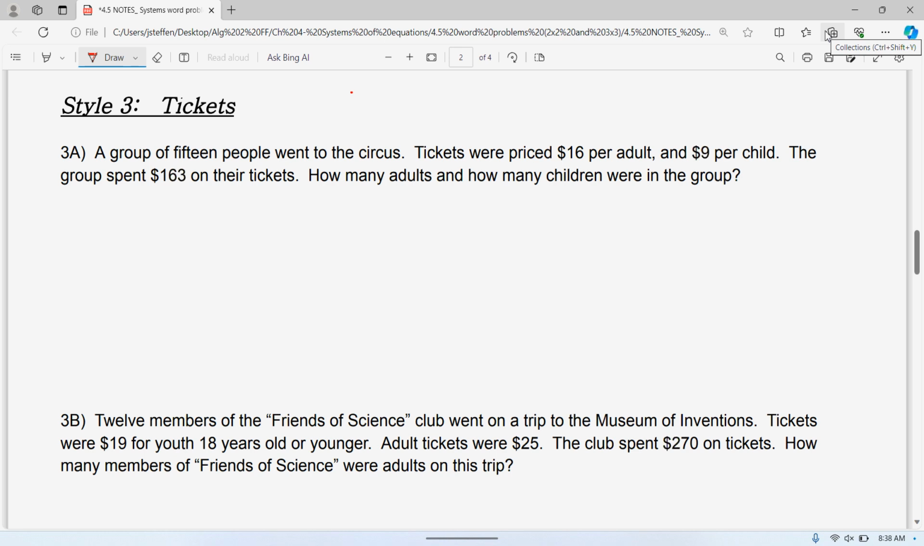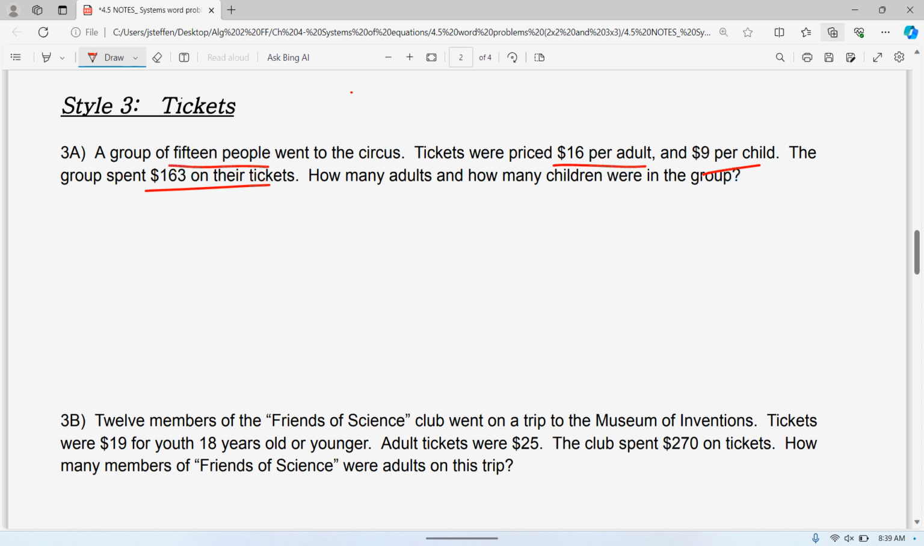A group of 15 people. One of the other things I found with this type of problem is a lot of times they trick you by not putting the number in digits. So a lot of students, when they read, don't actually read it. They look for the numbers to highlight, but then they miss 15. So, a group of 15 people went to the circus. Tickets are $12 per adult, $9 per child. The group spent a total of $100 on tickets. How many adults, how many children were in the group?